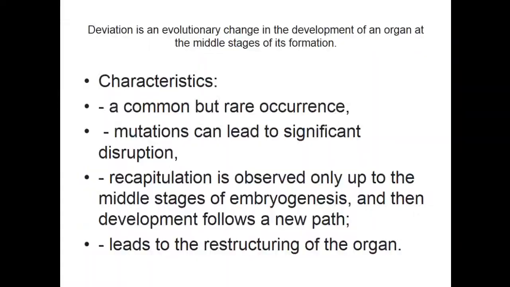Next, deviation is an evolutionary change in the development of an organ at the middle stage of its formation. It is a common but rare occurrence. Mutation can lead to significant disruption. Recapitulation is observed only up to the middle stage of embryogenesis, and then development follows a new path, which leads to the restructuring of the organs.